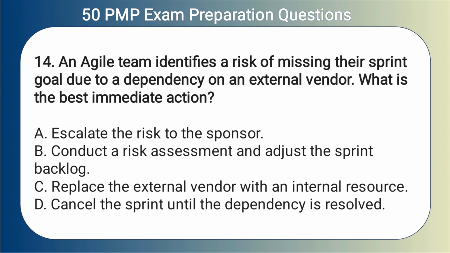14. An Agile team identifies a risk of missing their sprint goal due to a dependency on an external vendor. What is the best immediate action? A. Escalate the risk to the sponsor. B. Conduct a risk assessment and adjust the sprint backlog. C. Replace the external vendor with an internal resource. D. Cancel the sprint until the dependency is resolved.